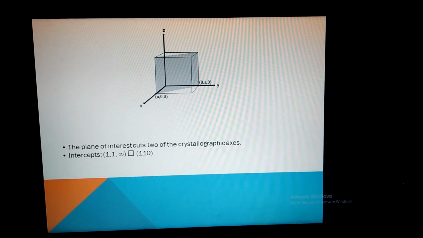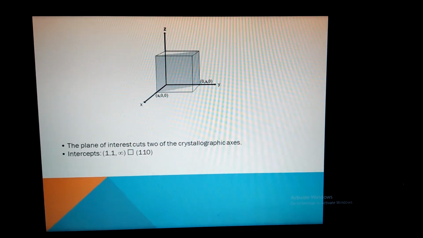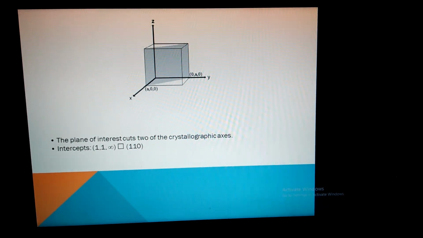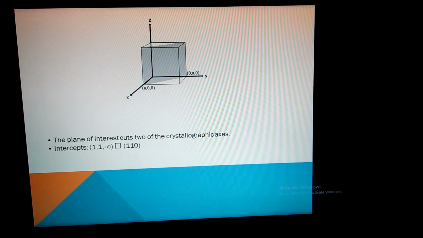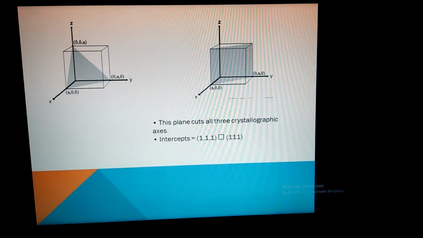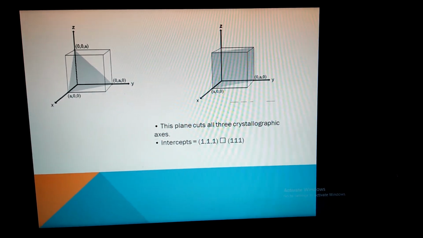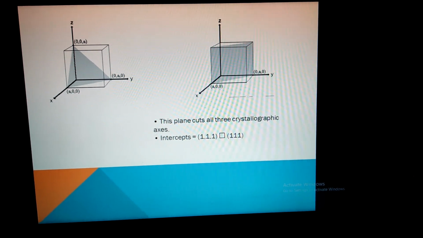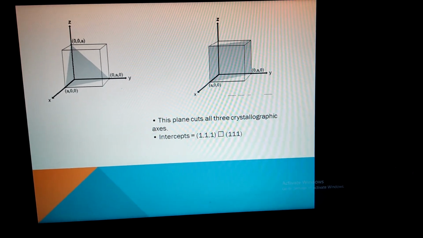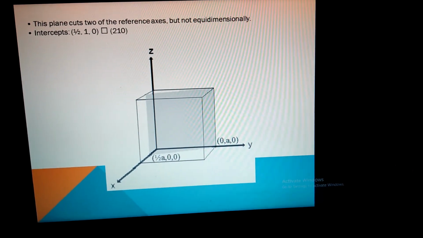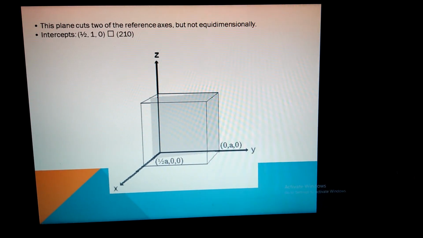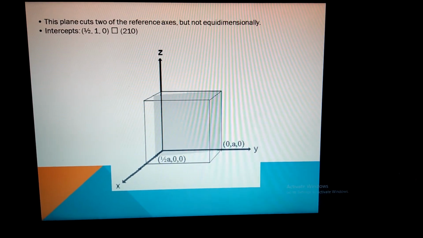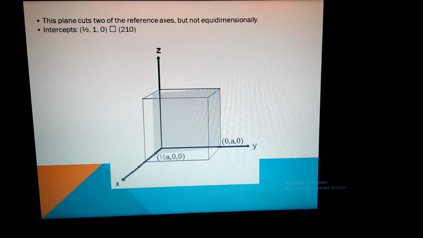There is one plane, and another plane. The plane intercepts 2 of the crystallographic axes, with intercepts 1, 1, infinity, giving 1 1 0. There is another plane. The plane intercepts 3 crystallographic axes, with intercepts 1 1 1, plane 1 1 1. The plane intercepts 2 of the reference axes, but has no equidimensional intercepts, giving 1 0 2, 0 2 1, 0.